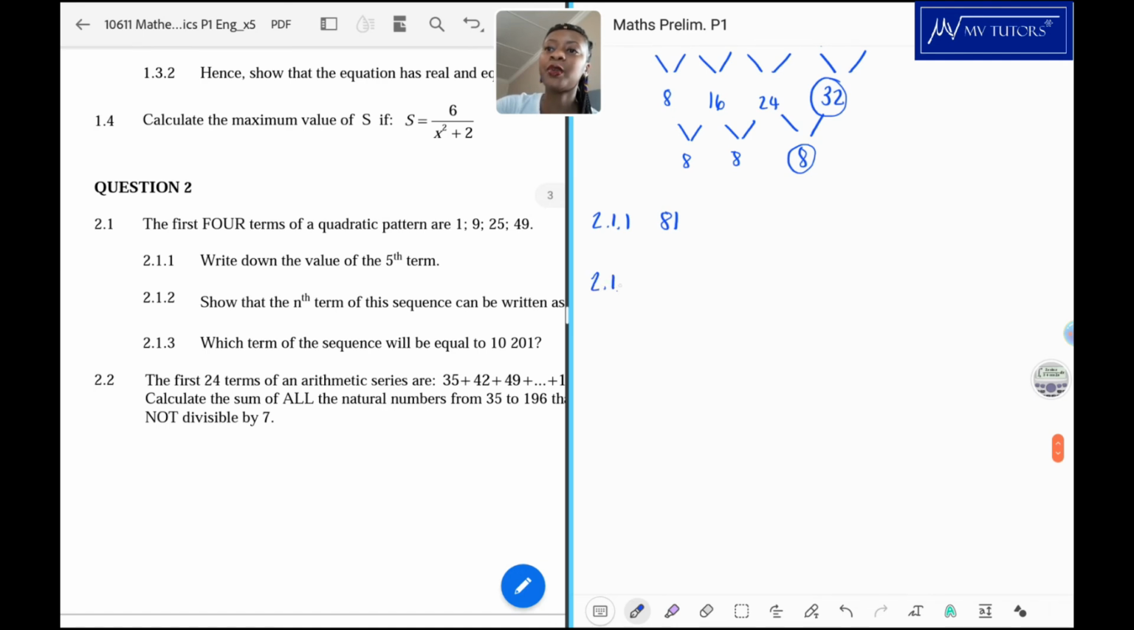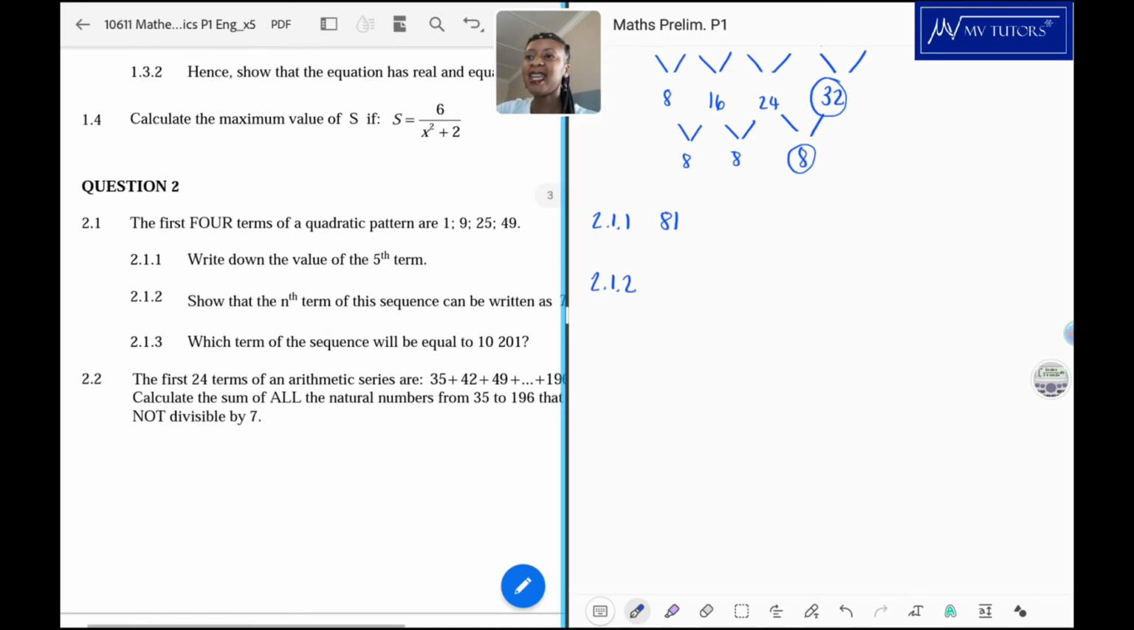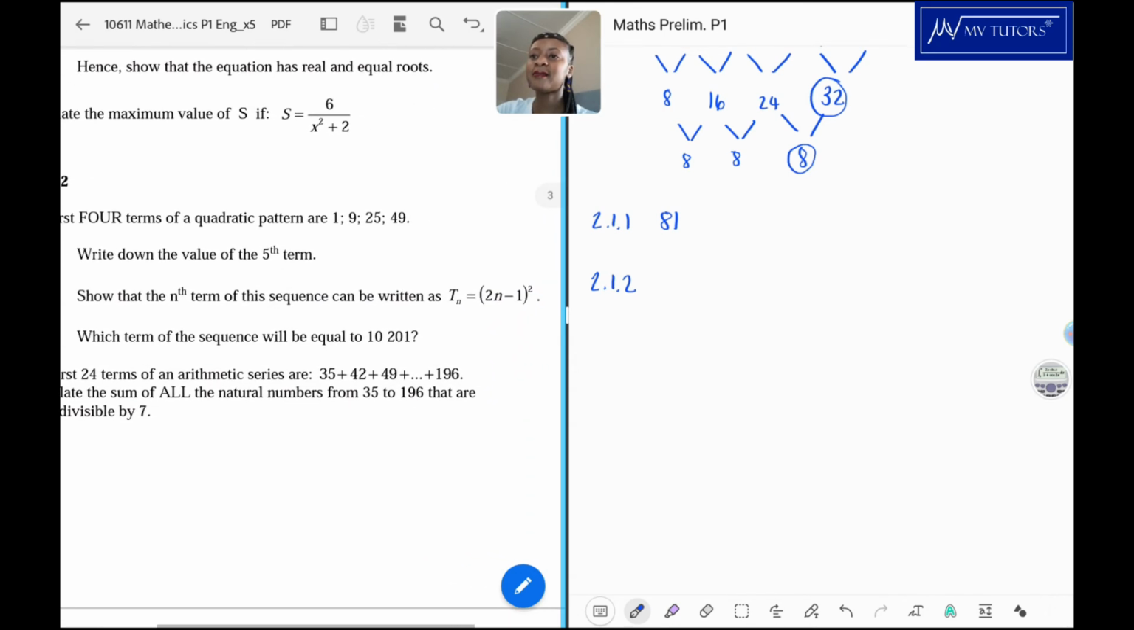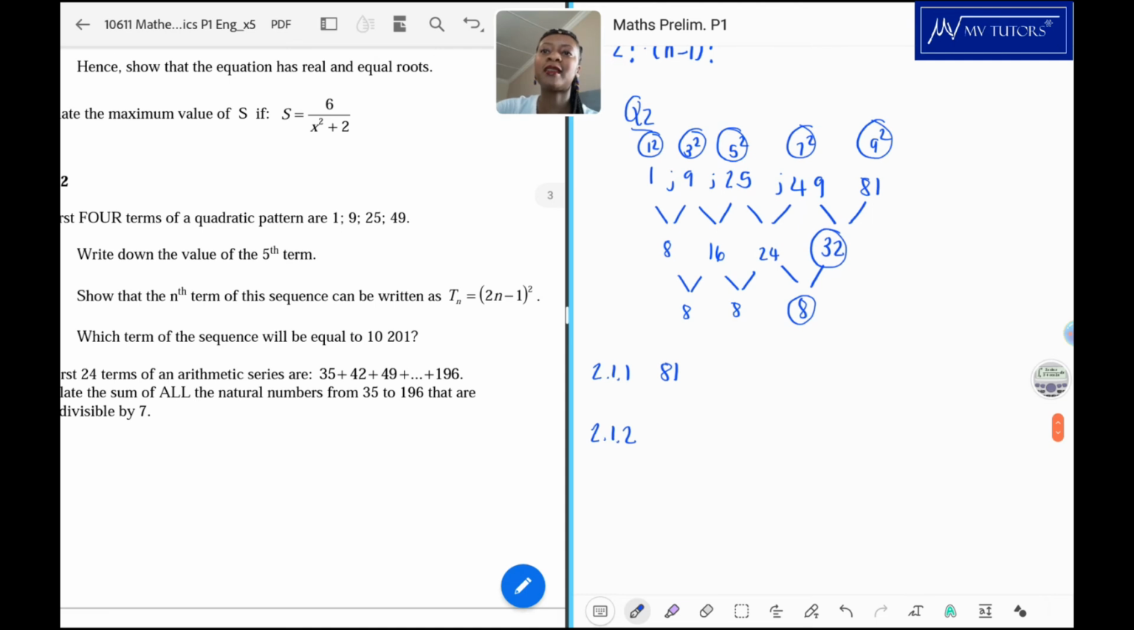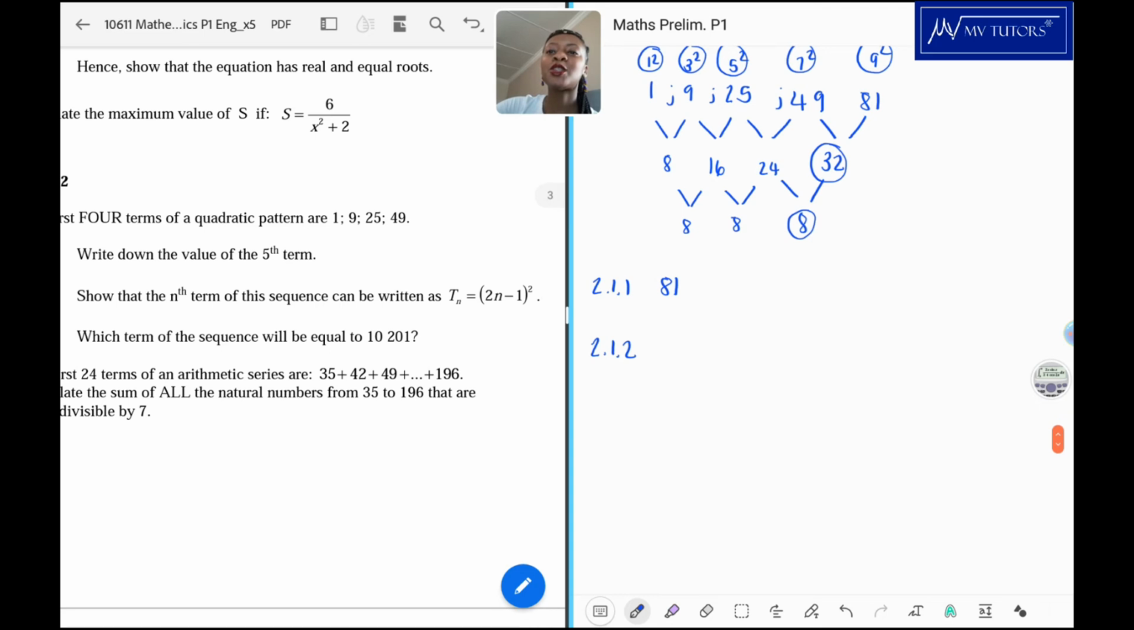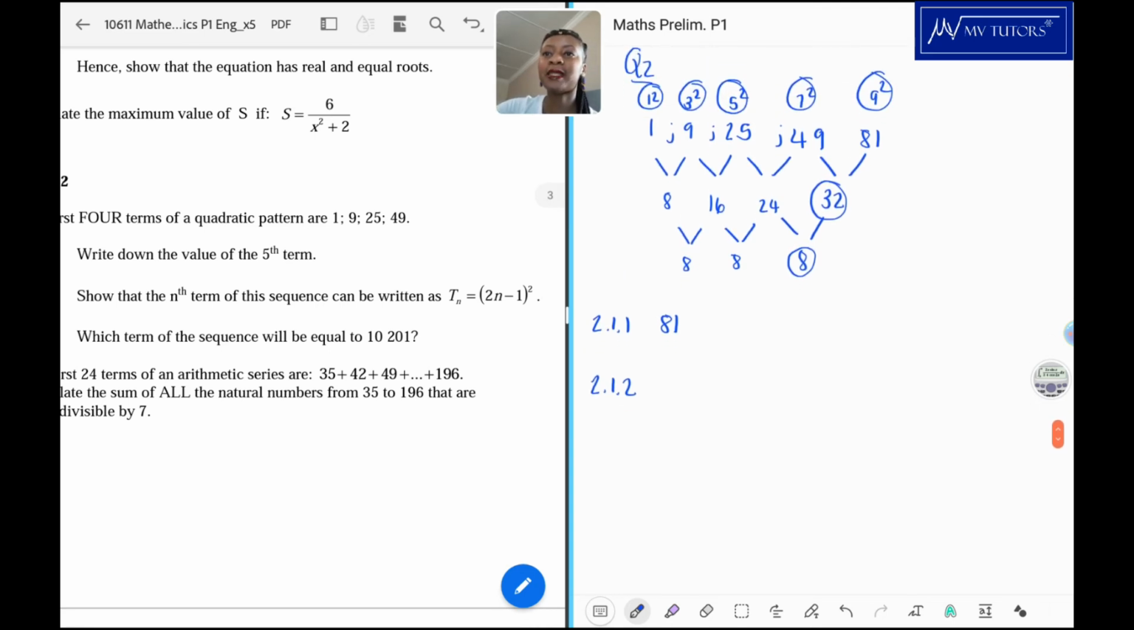Then 2.1.2: show that the nth term of the sequence can be written as (2n minus 1) squared. I am expecting that the term formula will have something squared because it's quadratic, but we can see the trend: 1 squared, 3 squared, 5 squared, 7 squared, 9 squared. But let's see, guys. I've shown you this before, but if you're not sure, there's a video we have posted which touches on sequences and series, specifically the quadratic pattern.